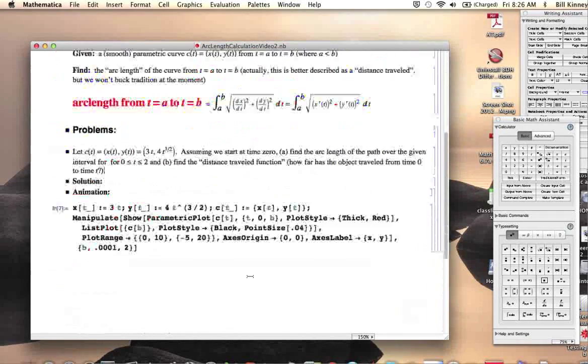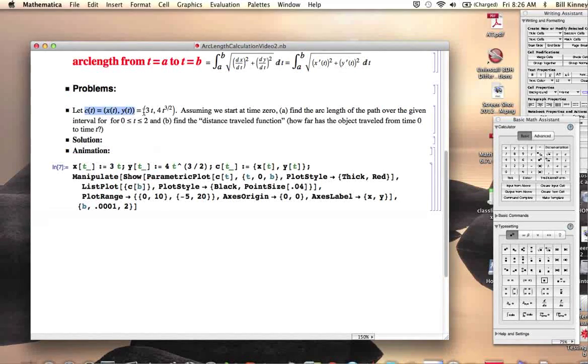Our problem is to take this particular parametric curve. C of t is a point moving around in the plane whose x and y coordinates depend on time. X equals 3t and y equals 4 times t to the 3/2 power. Assuming we start at time 0, there are two things to do here. A, find the arc length of the path for the interval 0 to 2.